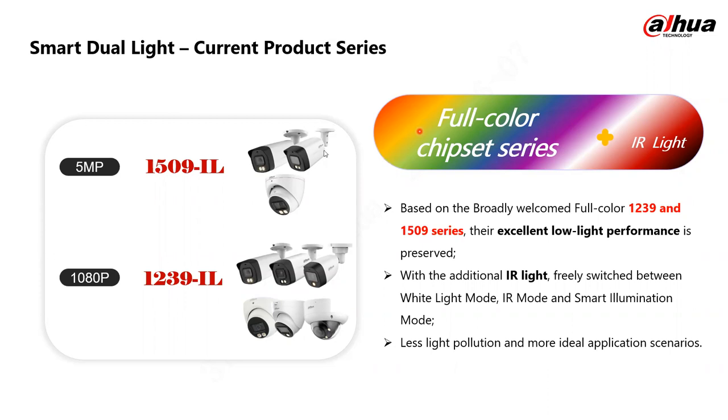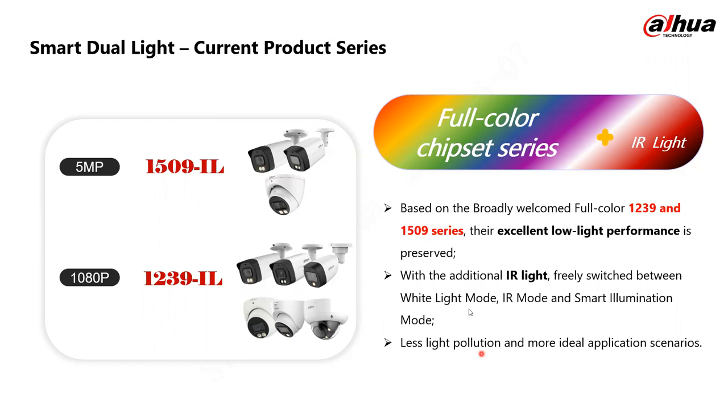So in this case, the full color chipset series have IR lighting. They are based on the full color 1239 and 1509 series, which offer excellent low light performance. Apart from that, they have additional IR lighting that enables the camera to intelligently switch between the different modes: the white light mode, the IR mode, and the smart dual lighting, smart illumination mode. Since the camera will only use one mode at a time, this will end up reducing a lot of light pollution, and more ideal application scenarios can be utilized clearly.